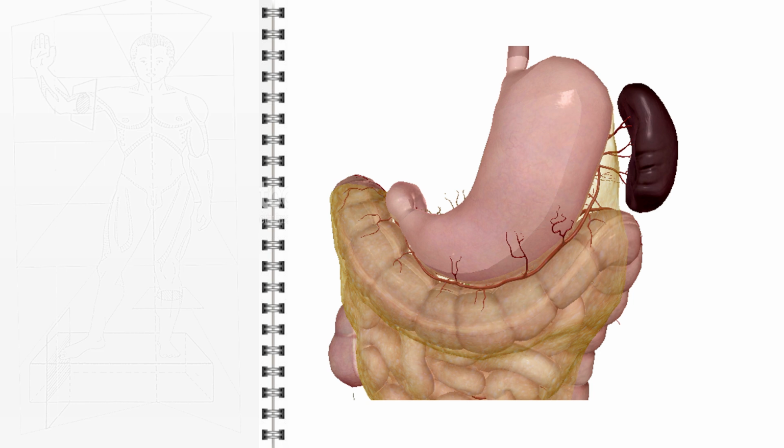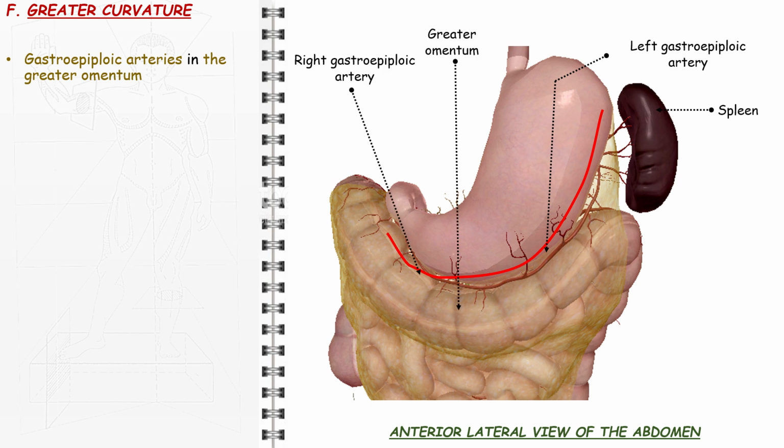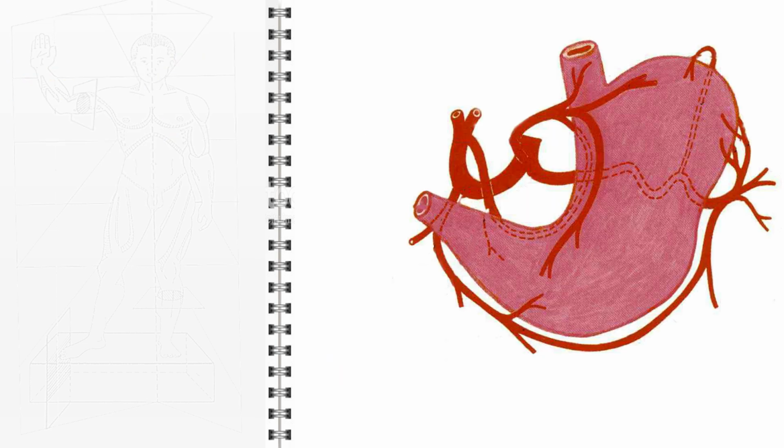The greater curvature of the stomach is bordered by the gastroepiploic arteries in the greater omentum and is in contact with the transverse colon through the continuity of the greater omentum with the transverse mesocolon. The short gastric arteries flank the greater curvature at the level of the gastrosplenic ligament. The stomach is supplied by the branches of the celiac trunk.